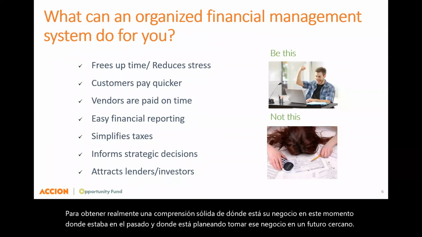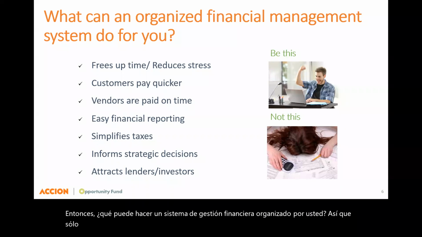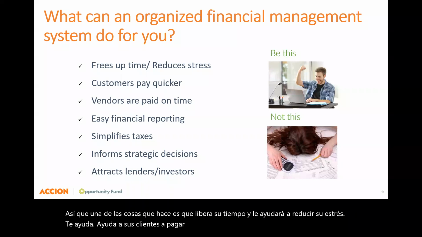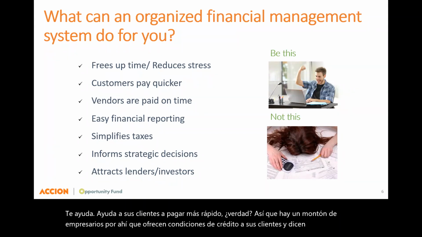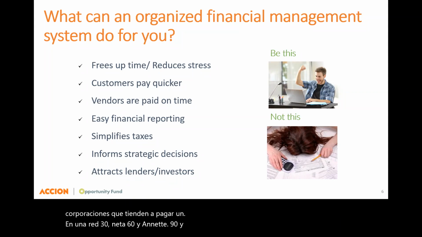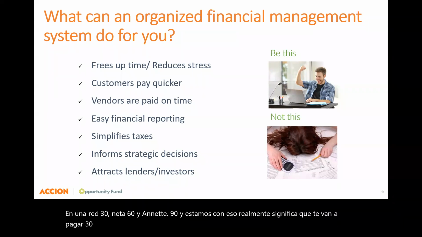So what can an organized financial management system do for you? Just having your bookkeeping in order does so much for you. It frees up your time and helps reduce your stress. It helps your customers pay quicker. A lot of entrepreneurs offer credit terms to their clients. Maybe you're a small caterer, and you get a contract from Facebook to cater a certain event. A lot of times with these contracting jobs, bigger organizations and corporations tend to pay out in net 30, net 60, or net 90. What that means is they're going to pay you 30 days, 60 days, or even 90 days after you perform their services.